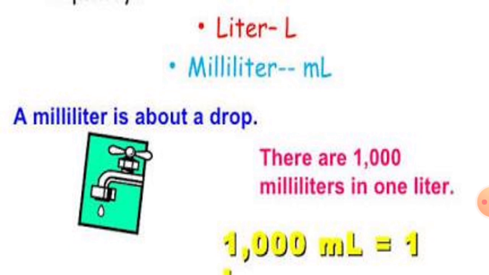Don't forget this. A milliliter is about a drop. Could be a drop of water or a drop of syrup. You know what a syrup is? A liquid, just like your vitamin C syrup or even your vanilla flavor. There are 1,000 milliliters in 1 liter. Drop by drop, altogether 1,000 milliliters, 1,000 of them in 1 liter, meaning 1,000 milliliters is equal to 1 liter.